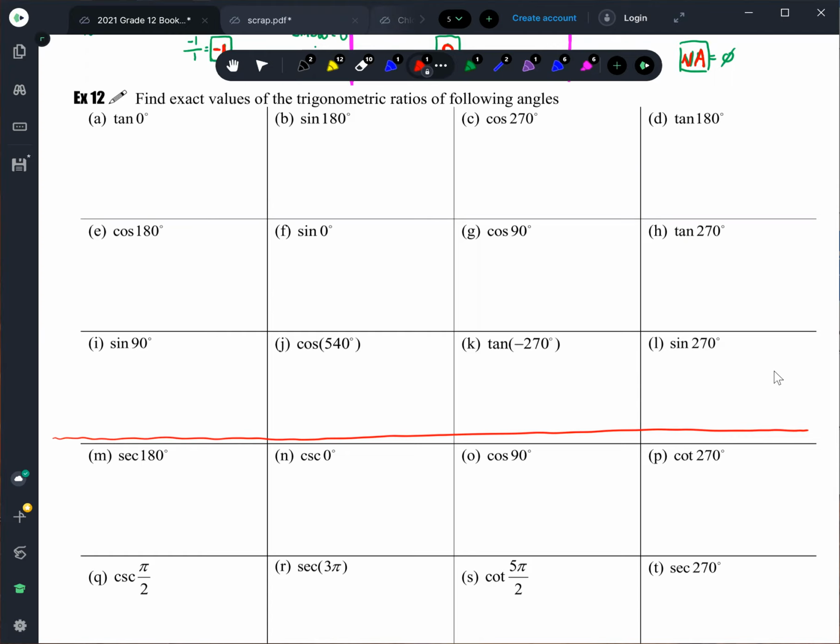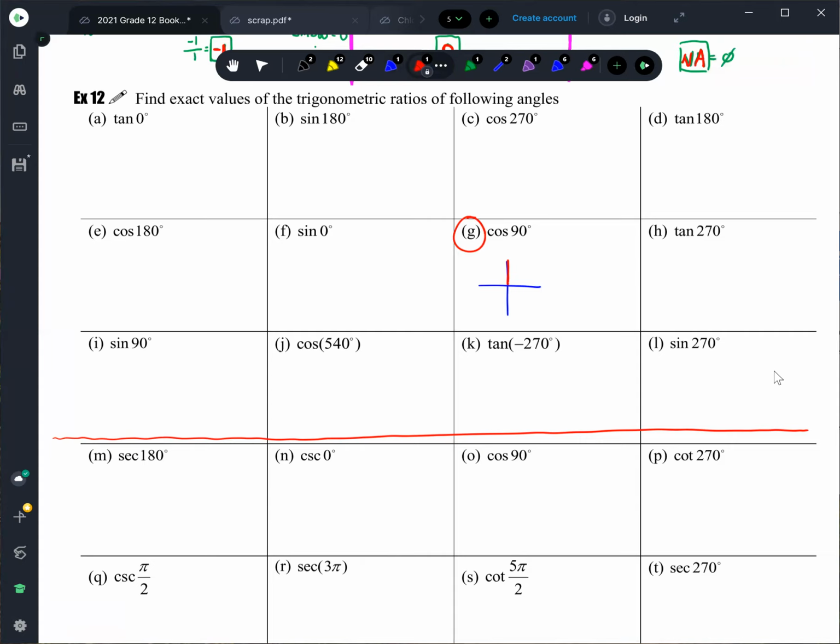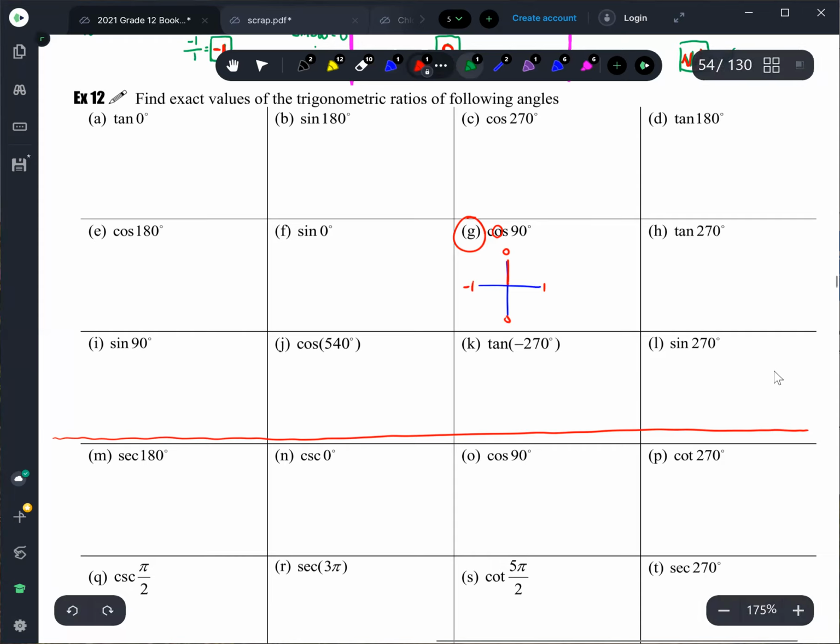I'll demonstrate one. So let's say I pick question G. You look at that angle. We are doing cosine 90 degree, right? Cosine 90, you can draw the picture in the head. Cosine 90 degree is here. There's no triangle. And then I know, oh, cosine has an O, right? So it'll be 0, 0, 1, -1. You do that in the head. So I know the answer will be 0.